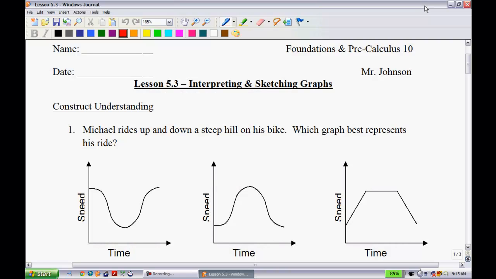All right, lesson 5.3, interpreting and sketching graphs. This is one of my favorite lessons because we got to do a little bit of thinking. So let's get started here. Construct understanding. So we're going to look at a couple of these together and see what you guys think.